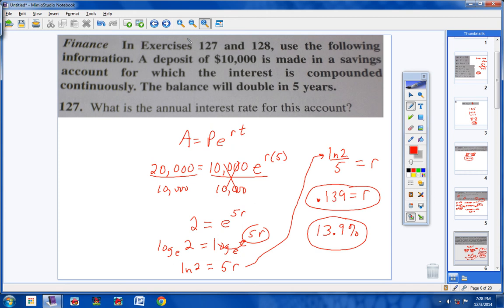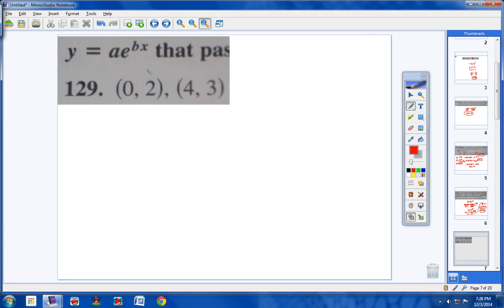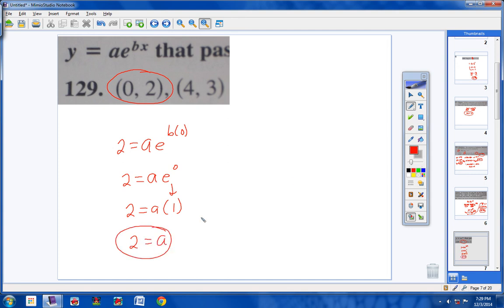Moving on to number 129. Okay, we're going to write the exponential equation model that models the situation here. So we have 2 unknowns. In order to write the exponential model, we have to find a and we have to find b, okay? So in order to do that, I'm going to start off with this ordered pair right here, okay? So where y is, I'm going to put 2, and where x is, I'm going to put 0. So a e to the b times 0. Now, b times 0 is 0, so 2 equals a e to the 0. Now, anything to the 0 power is 1, so 2 equals a times 1, which is a. So look at that. Just like that, I solved for a. Okay? Good.